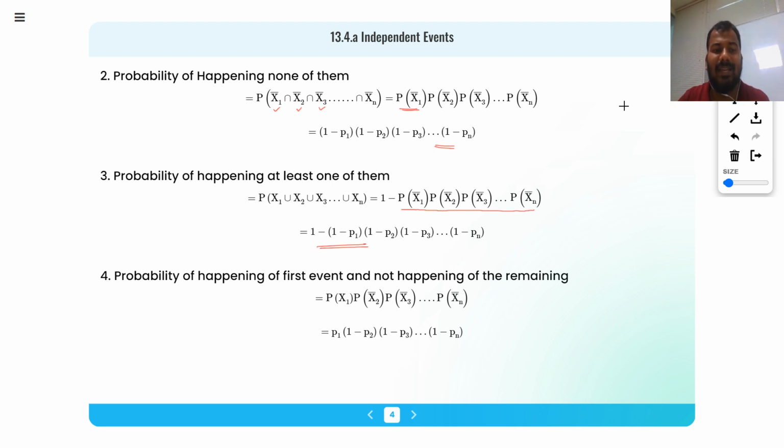It goes on. Next, probability of the first event happening and the remaining not happening. Now if we look into this, we have already seen the probability of not happening. First one not happening, you just take the negation. Second one not happening, negation. Third one not happening, negation. So if they give the condition saying that it is an independent event, you can take it directly. They have given here first event happening and the remaining not happening. You just take probability of X1 times probability of X2 not happening, X3 not happening, Xn not happening. So we can take it as P1 times 1 minus P2 times 1 minus P3 times up to 1 minus Pn. So this is how you can easily apply the probabilities for independent events just by taking the multiplication into consideration.